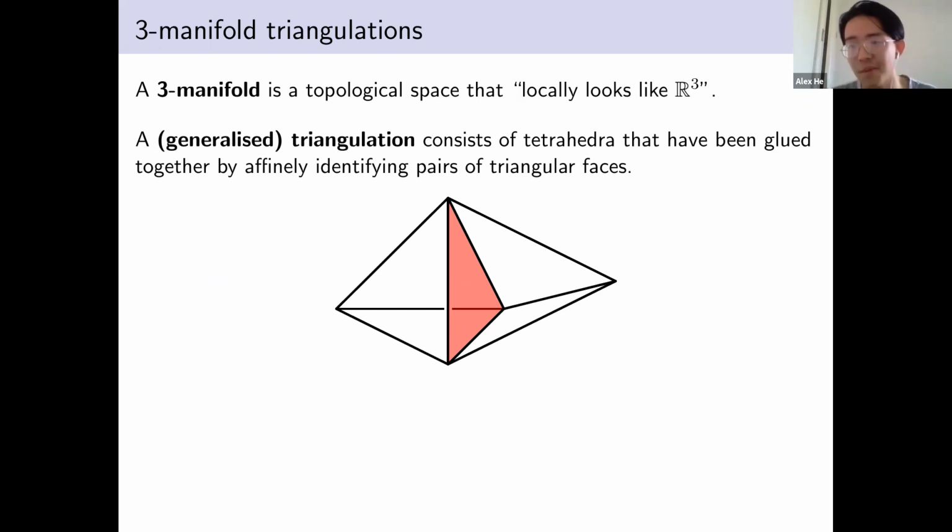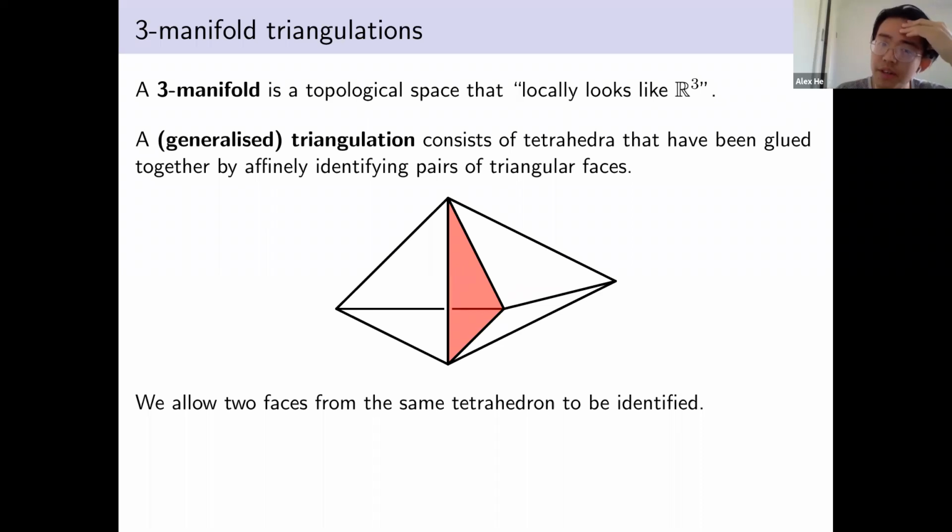So that's why we have triangulations. A lot of people are probably used to simplicial complexes, where it's the same idea: you glue tetrahedra together to build up your three manifold. But my triangulations are going to be generalized, in the sense that we allow two faces from the same tetrahedron to be identified. So these don't have to be simplicial complexes. It's a generalization of a simplicial complex where you allow more flexibility.